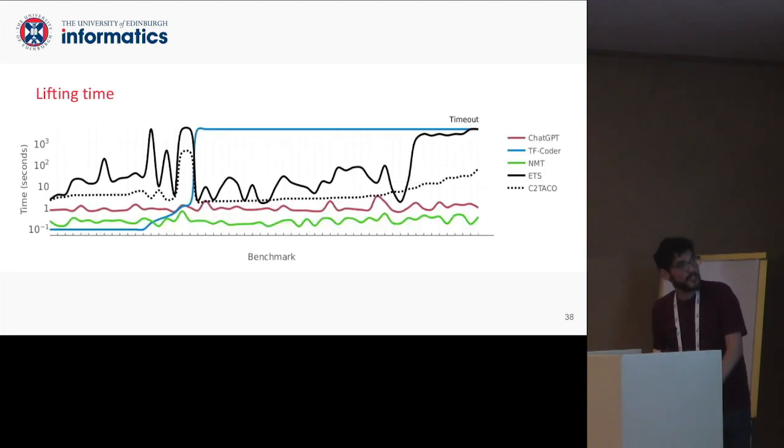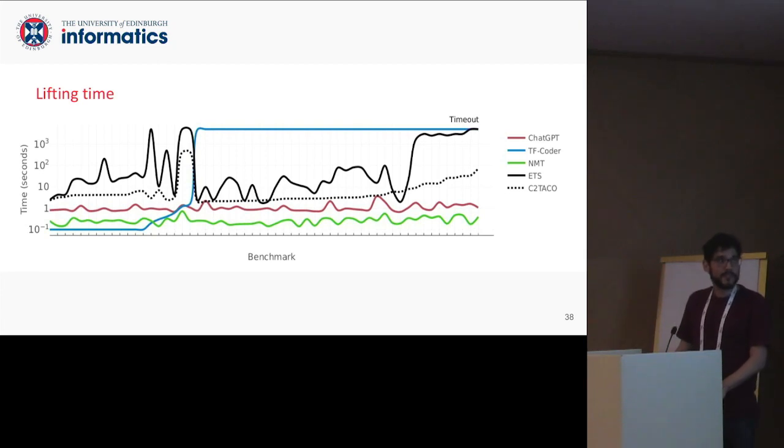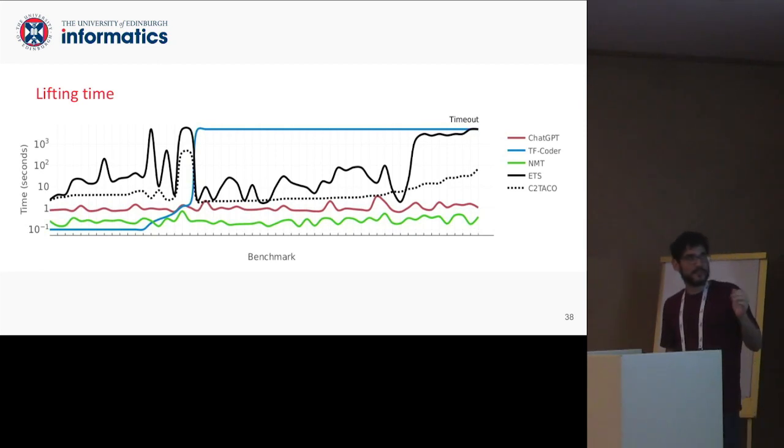We also want to measure the lifting time of each one of the approaches, and this graph shows the lifting time in seconds, how much time it takes for each approach to produce a solution. We can see that both neural-based approaches, NMT and ChatGPT, are stable across the whole suite because they don't involve a search. They just directly output programs. And TF Coder is surprisingly fast for the programs it can't synthesize. Sometimes it's faster even than the neural-based approach, but that speed comes at a cost of coverage as it times out for most of the programs.